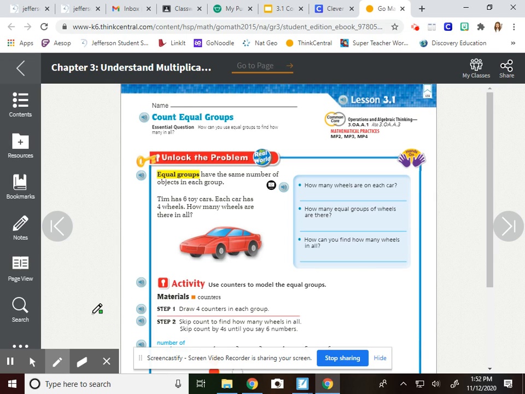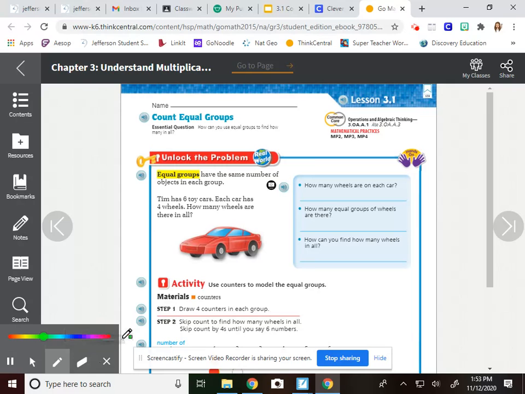Hi everyone. Today we're going to be diving right into chapter 3. We're going to do chapter 3, lesson 1, and it's all about counting equal groups. It's one of our strategies that we're going to use when doing multiplication problems. It's going to be one of the biggest, most helpful strategies for many students I have found.